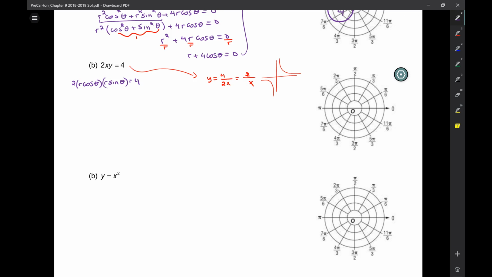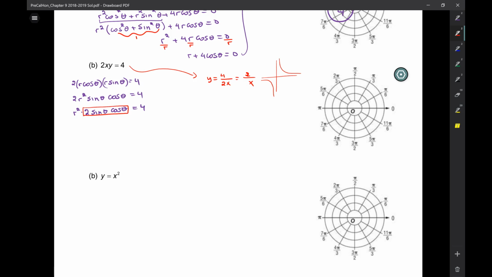I know you want to, but not yet, because look at what's gonna happen now. 2r squared sine theta cosine theta is equal to 4. Okay, now I'm going to rearrange the r squared and the 2 because I can do that. So I'm just going to write it as r squared times 2 sine theta cosine theta. I could do that, right? So it's the practice.